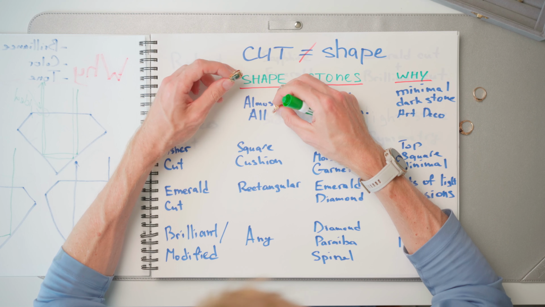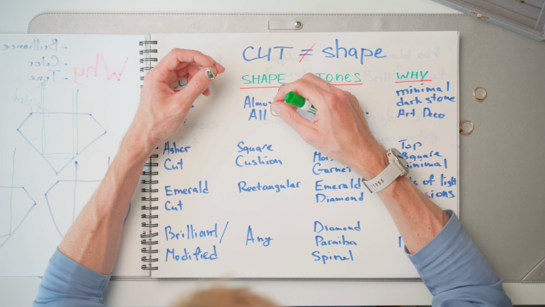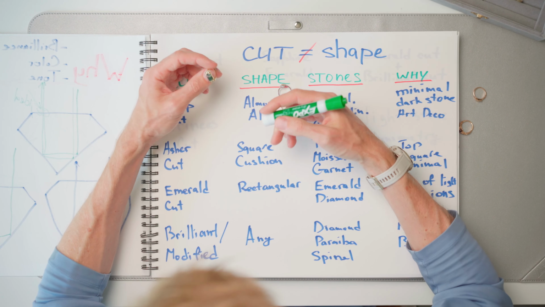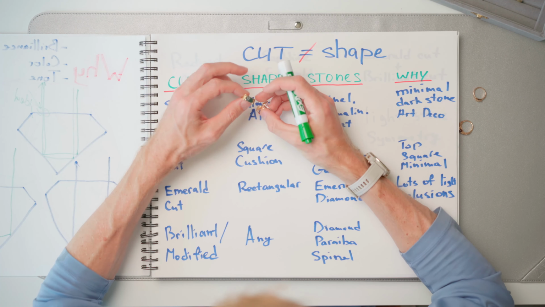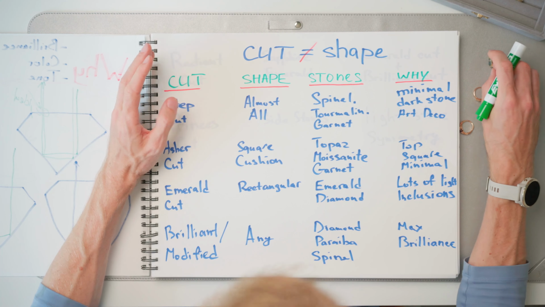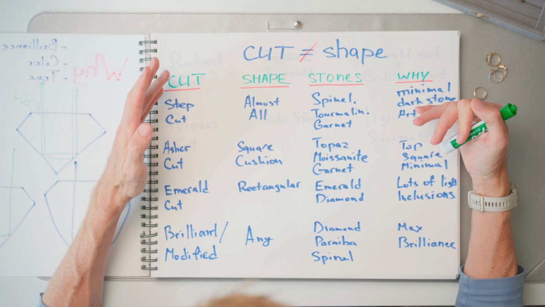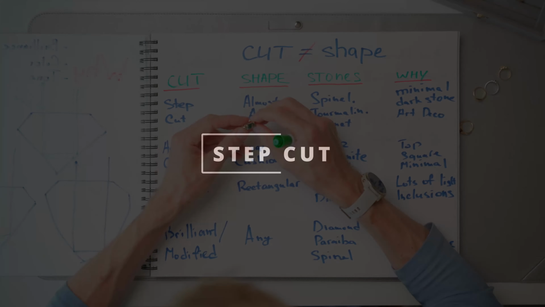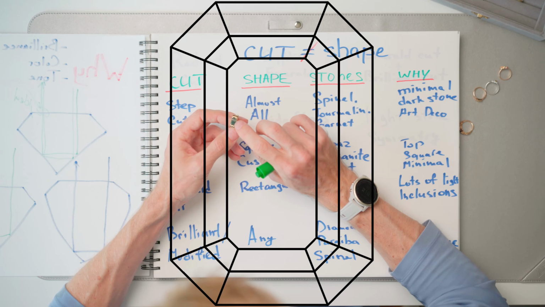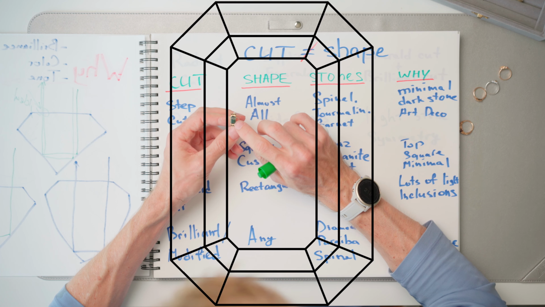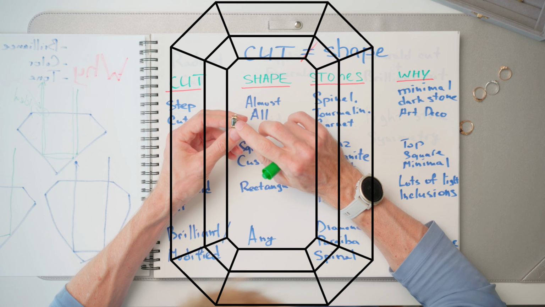Same for the round stone. It could be cut in a step cut. It could be cut in a brilliant. Without making a mess in your head, let's just go step by step through each and every cut over here. The first one that I mentioned is the step cut. And that's the case when your facets are parallel to the girdle of the stone.